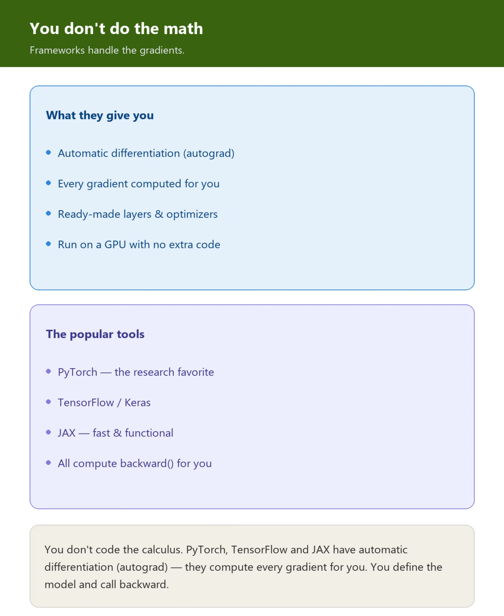You almost never code this by hand. Frameworks like PyTorch and TensorFlow have automatic differentiation, called autograd, so they compute every gradient for you. You just define the model and call backward.